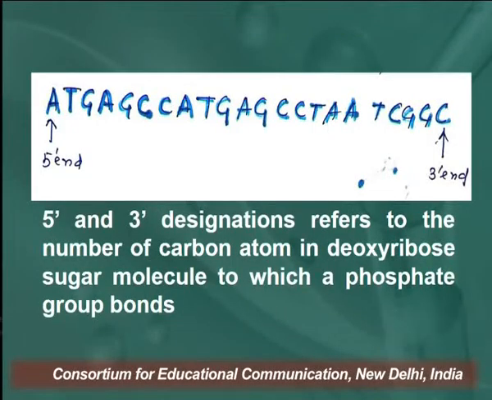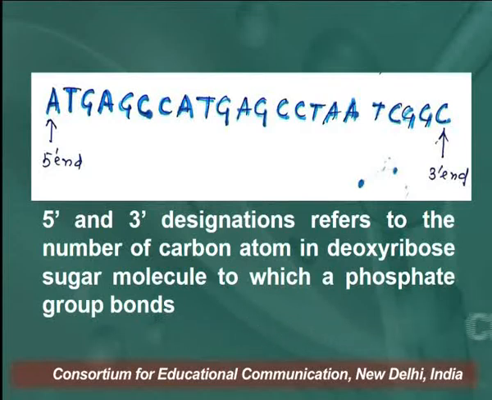On your screen you can see a base sequence. The 5' end is on the left and the 3' carbon atom is on the right. So AG, GA, GC, CA, TG, AG, all these are bases: adenosine, guanine, adenosine, guanosine, cytosine. So this is a base sequence.